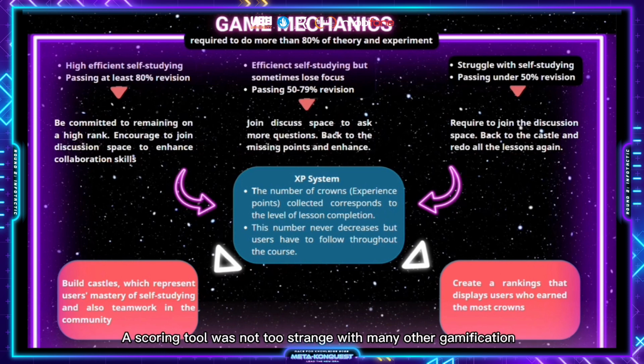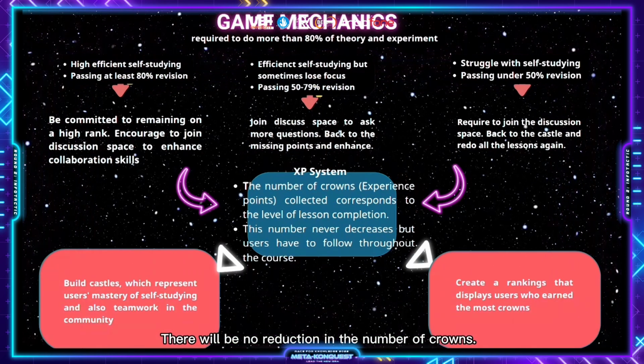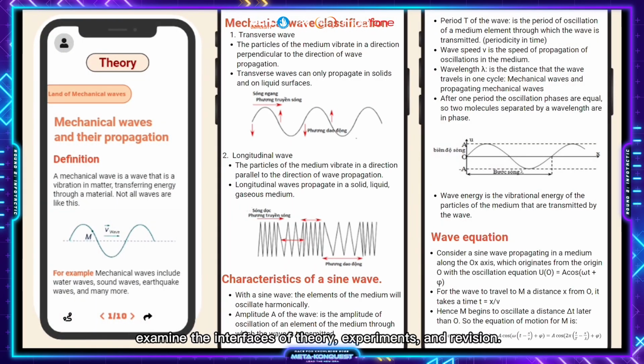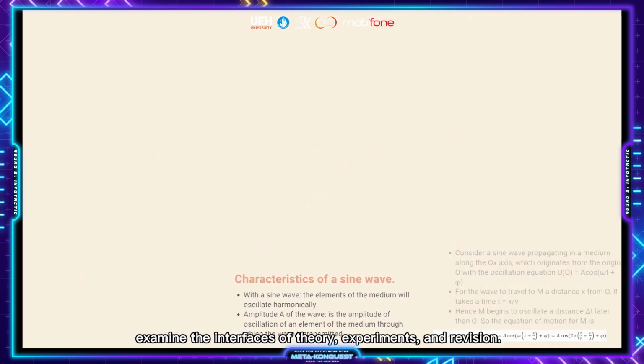Scoring is not too complicated, as in many other gamification applications where the scoring mechanism is the XP system. The number of crowns obtained by the user is used to calculate experience points, and there will be no reduction in the number of crowns. Here in the castle mechanics and their propagation, examine the interface of theory, experiments, and revisions.